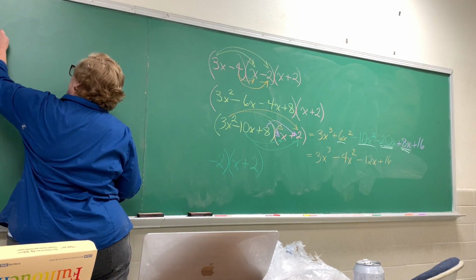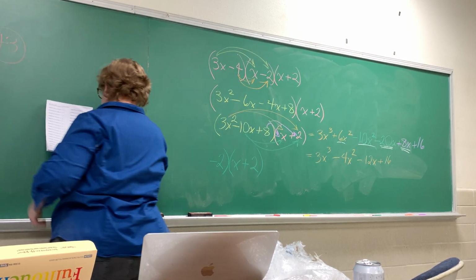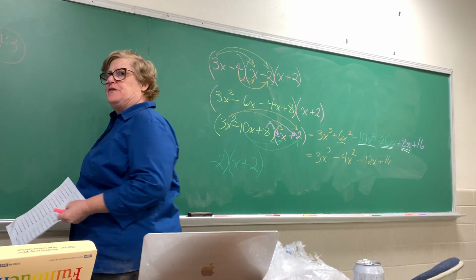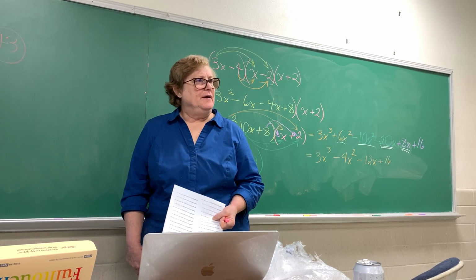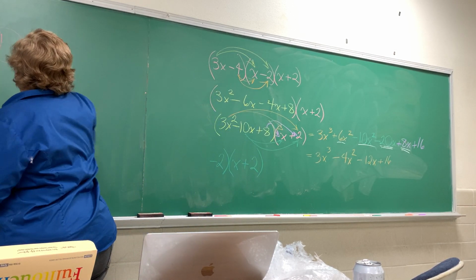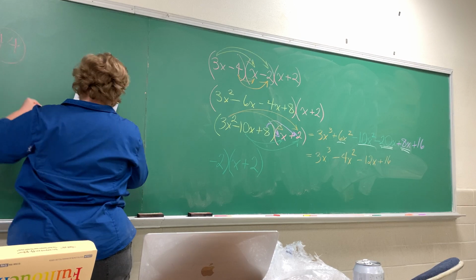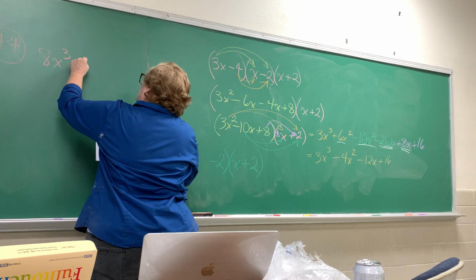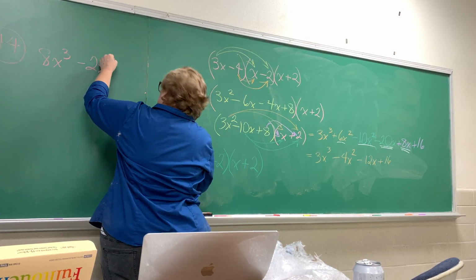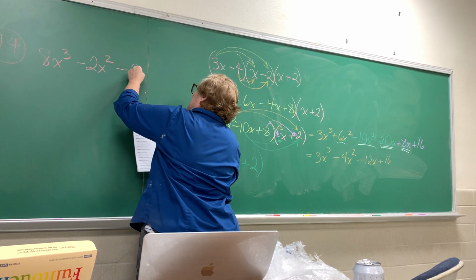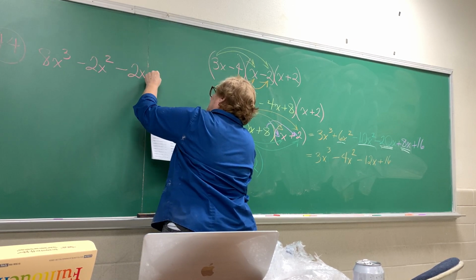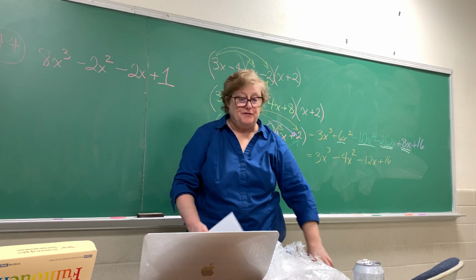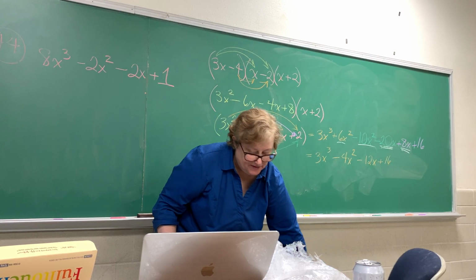This is example 43. Did I do this one? Did I do 44 or 43? Oh, okay, so I want to do 44. 8x cubed minus 2x squared minus 2x plus 1. When you finish, multiply everything out and see that you get the same thing.